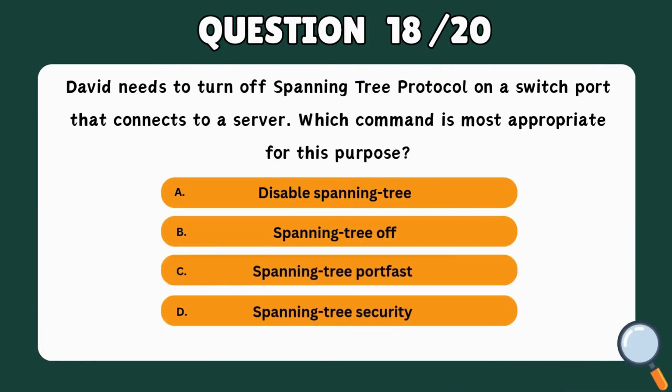Question 18. David needs to turn off spanning tree protocol on a switch port that connects to a server. Which command is most appropriate for this purpose? A. Disable spanning tree. B. Spanning tree off. C. Spanning tree port fast. D. Spanning tree security. Correct answer, C. Spanning tree port fast.